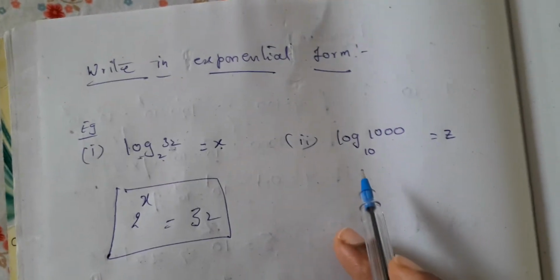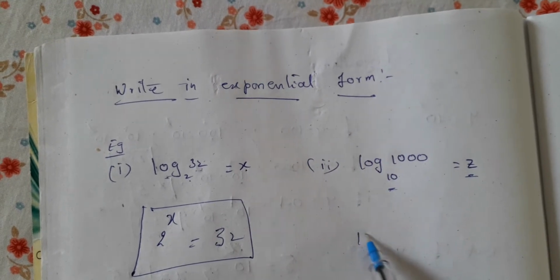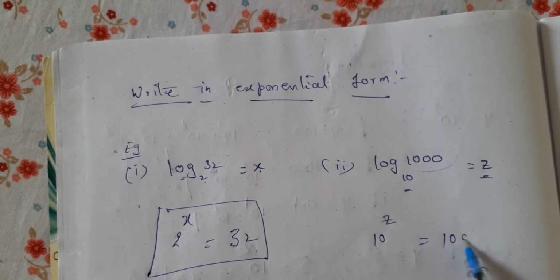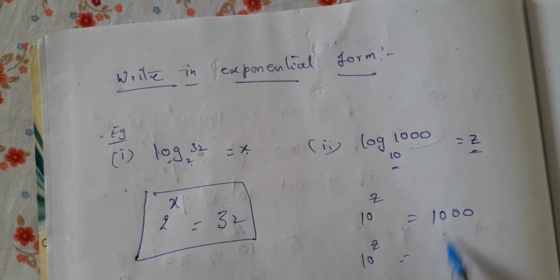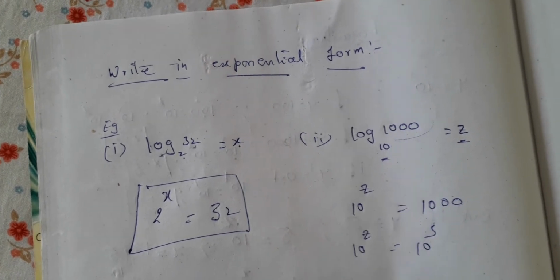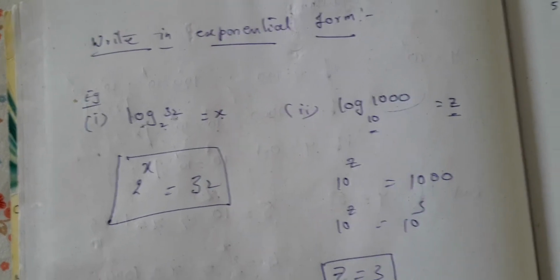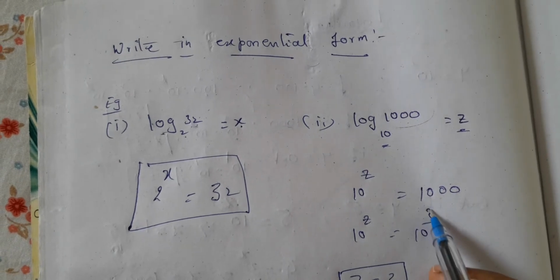Now take here. Power is z, base is 10. I'll write it as 10 power z, and the leftover is just 1000. Here you can directly find out 10 power z is equal to 10 cube, isn't it? 1000 is 10 cube. So z is equal to 3. Here also you can find out the value of z directly from this logarithm. So this is how you have to solve.